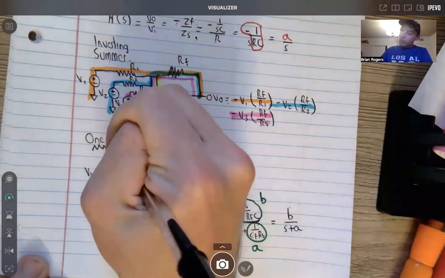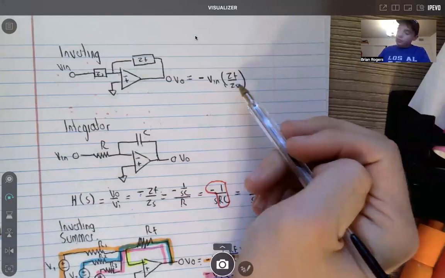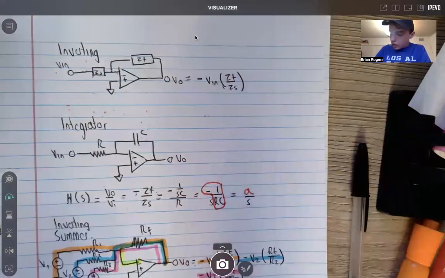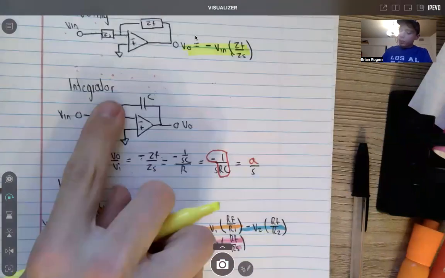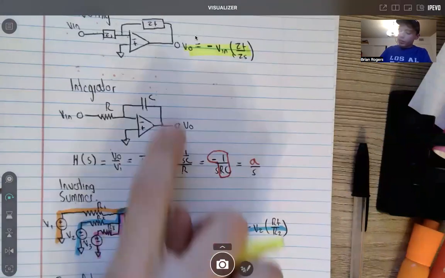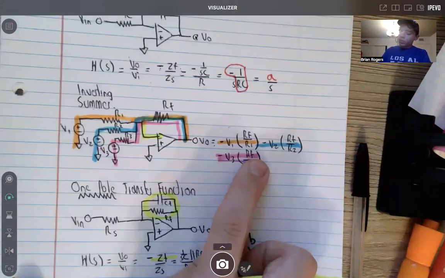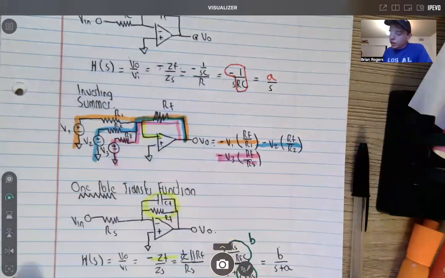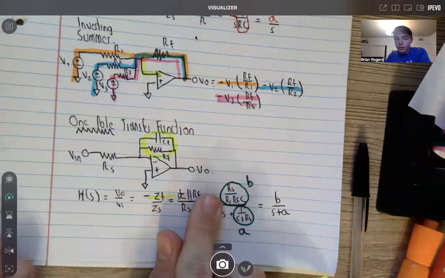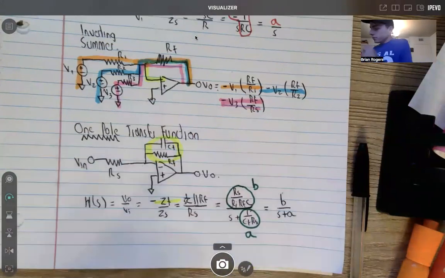So as long as you understand the inverting amp and how this equation works, you can build the integrator from it because it's just putting in a capacitor and a resistor for your Z of F and Z of S. Here is just summing all the contributions of like 3 inverting amps, you can think of it as. And then here, it's the exact same thing, you just do the parallel combination of the two, and you'll get a one pole transfer function.